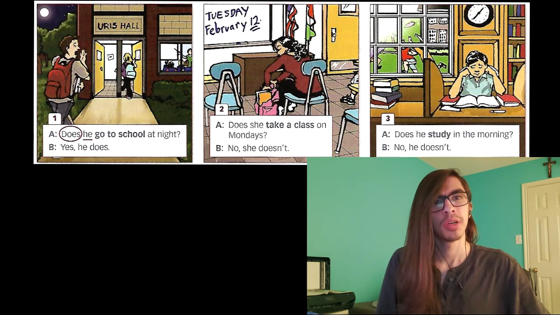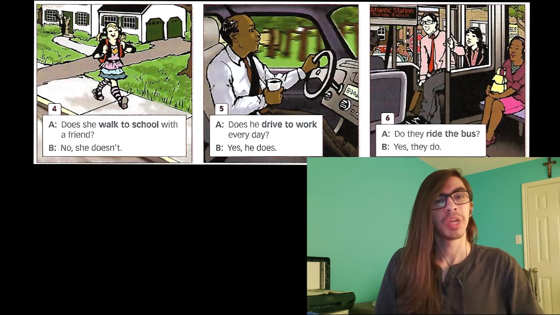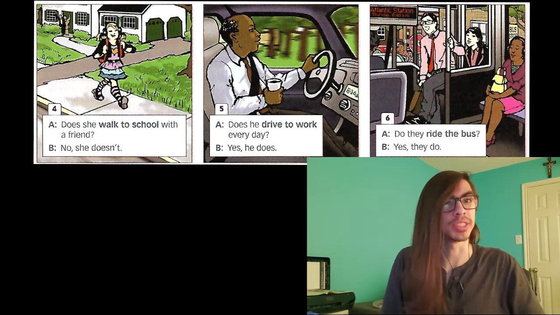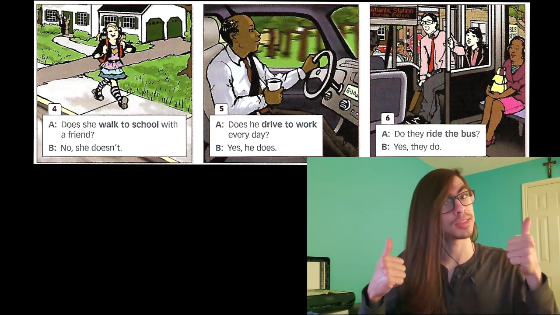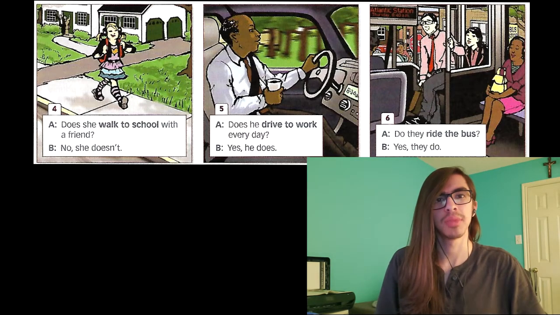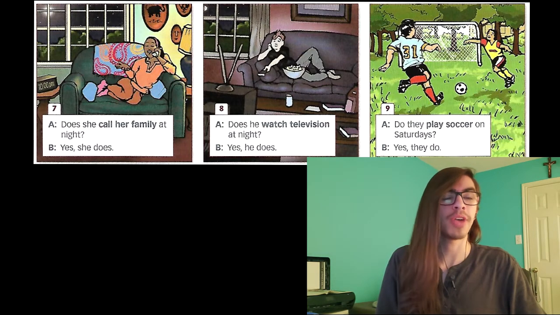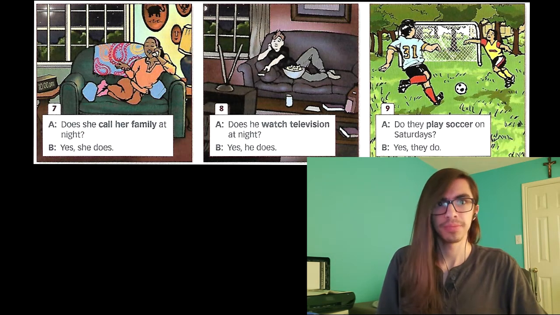Number 3. Does he study in the morning? No, he doesn't. Number 4. Does she walk to school with a friend? No, she doesn't. Does he drive to work every day? Yes, he does. Do they ride the bus? Yes, they do. Does she call her family at night? Yes, she does. Does he watch television at night? Yes, he does.